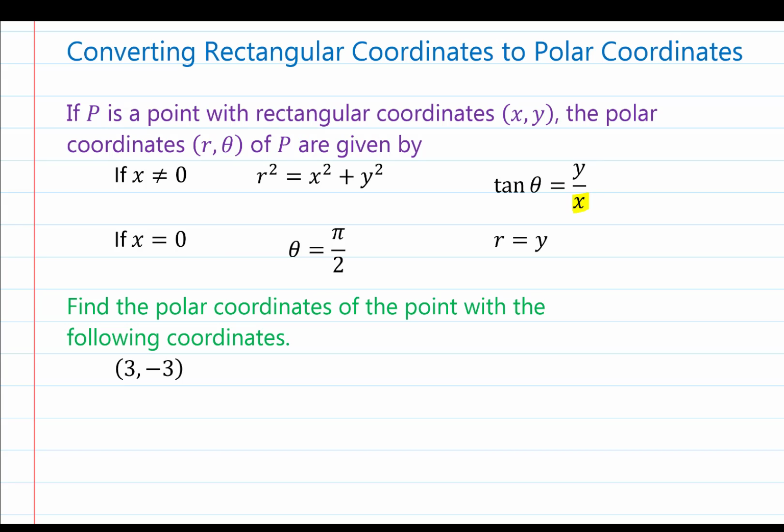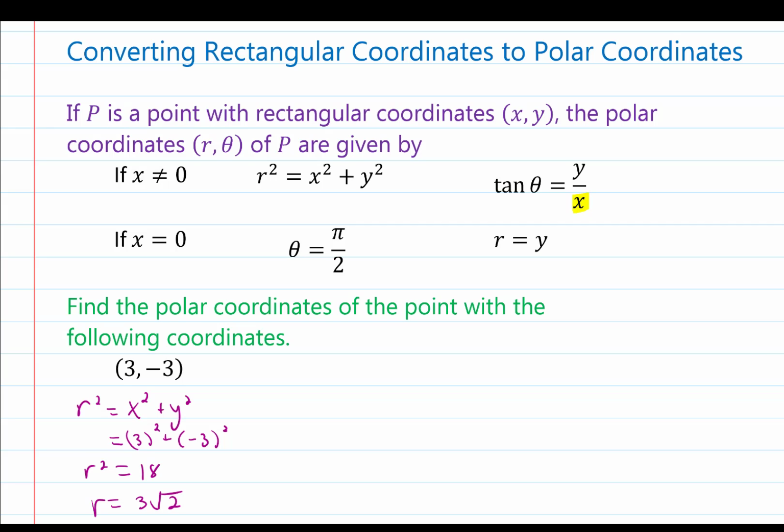Let's now use this information to find the polar coordinates of the ordered pair 3, -3. Let's start by finding the value of r. We know r squared is equal to x squared plus y squared. Replacing the values for x and y, I get 3 squared plus (-3) squared. Simplifying this, I get a value of 18. I need to find r, however, so I'm going to take the square root of both sides and simplify the radical to get r is equal to 3 times the square root of 2.